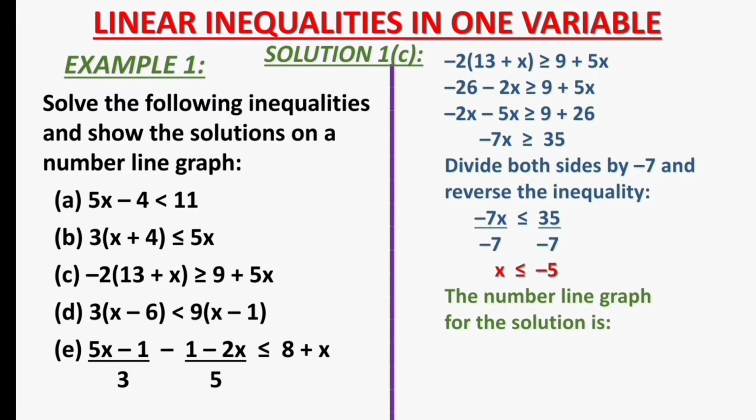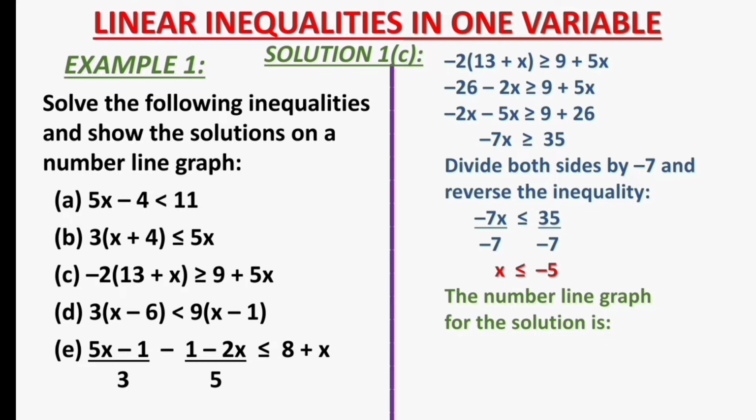Next, to solve for x, divide both sides by -7 and reverse the inequality. That will give us -7x divided by -7 should be less than or equal to 35 divided by -7. Once again, the original greater than or equal to in the question has been reversed to less than or equal to, because we are dividing both sides here by a negative quantity, which is -7. This will give us the answer x ≤ -5.